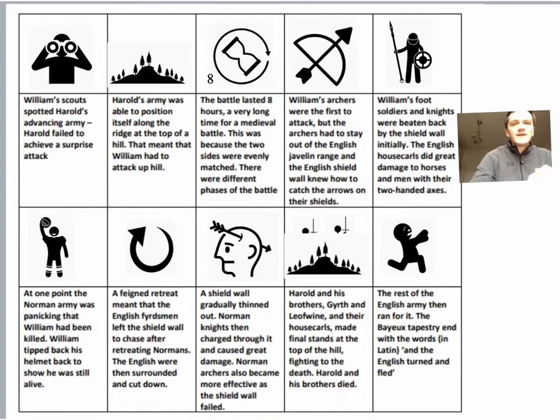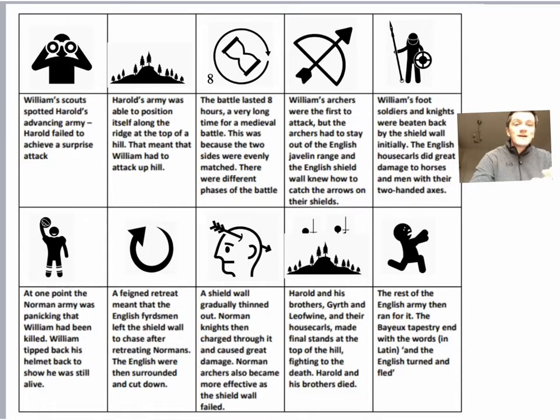So the first event is William's scouts spot Harold's advancing army. Therefore, Harold fails to achieve a surprise attack. They're going to have to meet in a traditional way, so Harold's plan of a surprise attack doesn't work. Harold's army is then able to position itself alongside a ridge at the top of the hill.